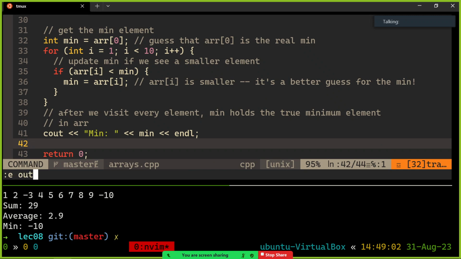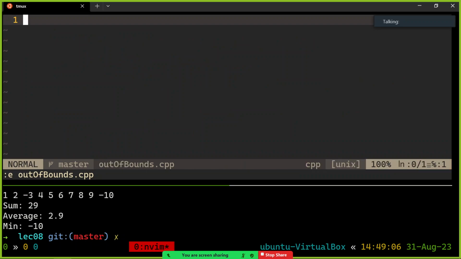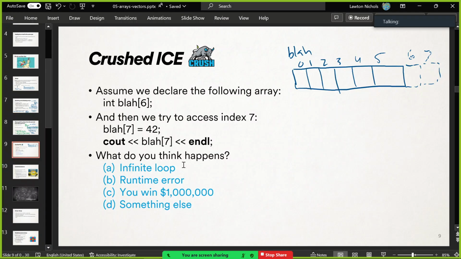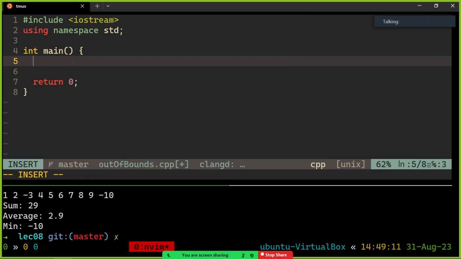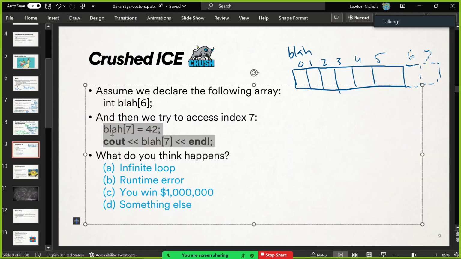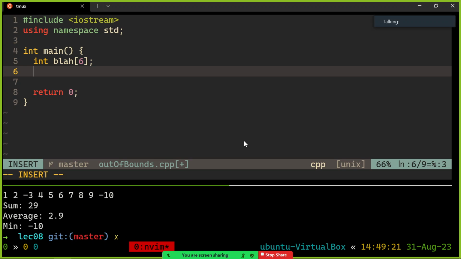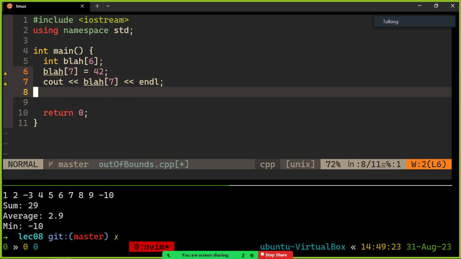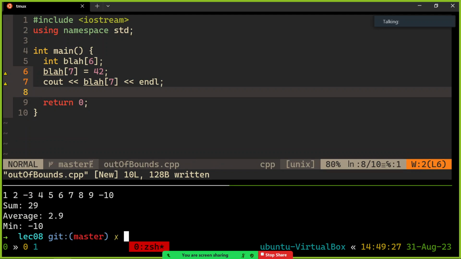I call this out of bounds.cpp because we're accessing an index of this array that is not within the bounds of the array. So, all right. Int blah of size 6. And then I want to do this. All this code. Blah 7 equals 42. Print it. Whee! Get some warning signs. Thank you, compiler. It's trying to look out for me.